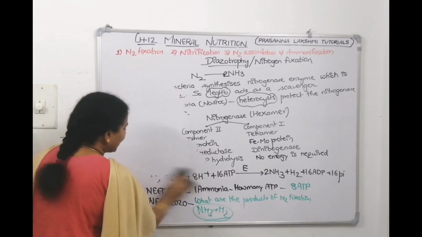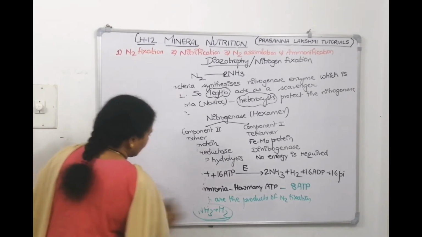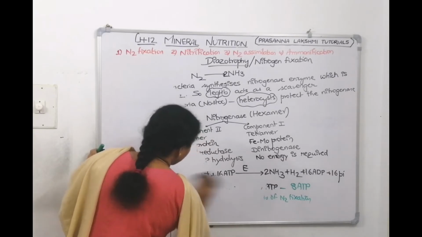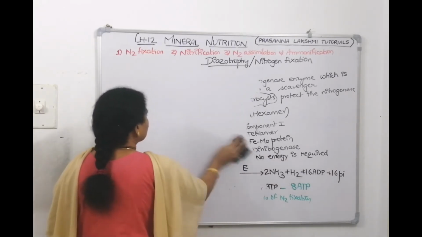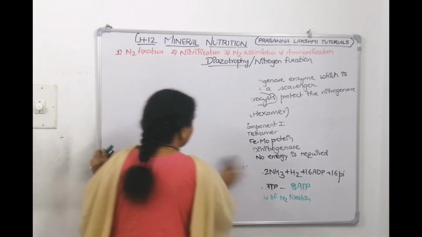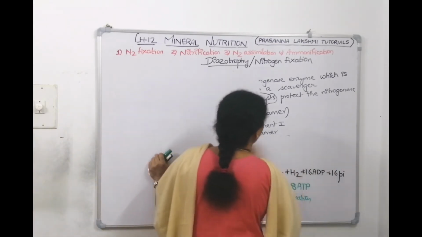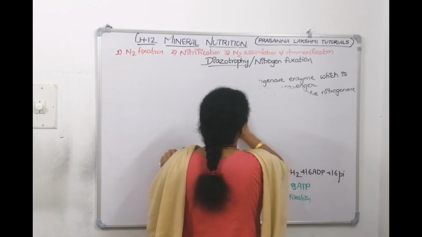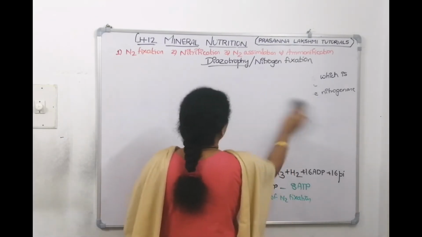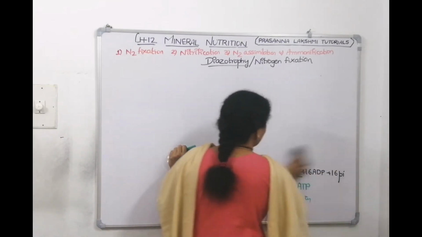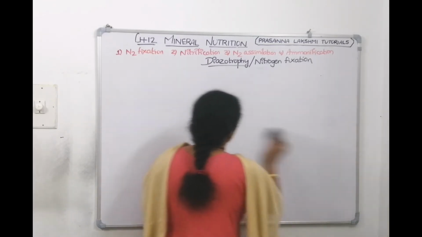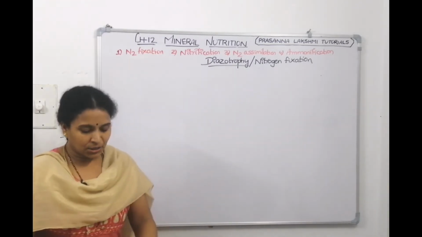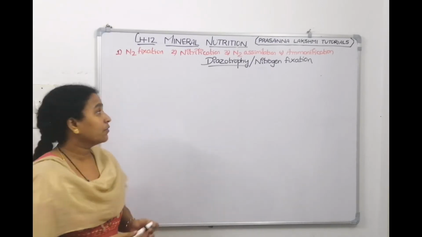Let's continue with nitrogen fixation only. We understood about the enzyme, right? The enzyme contains iron also. The enzyme contains molybdenum also, right? And for reducing the nitrogen to ammonia, we require 8 electrons and 8 protons, isn't it? We wrote the equation, 8 electrons and 8 protons, right?